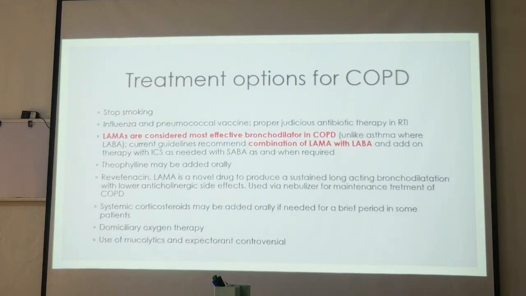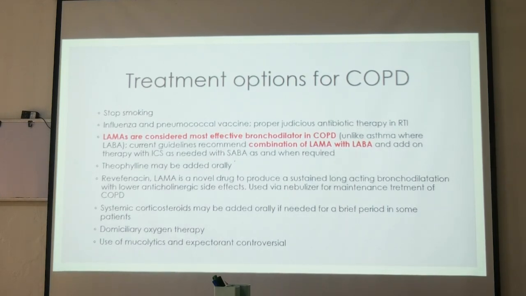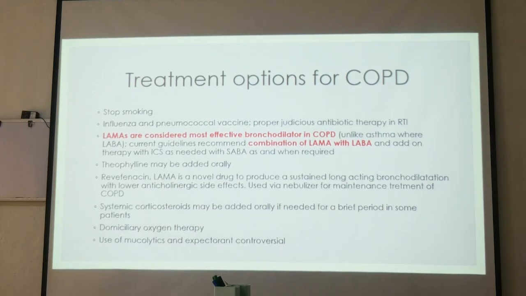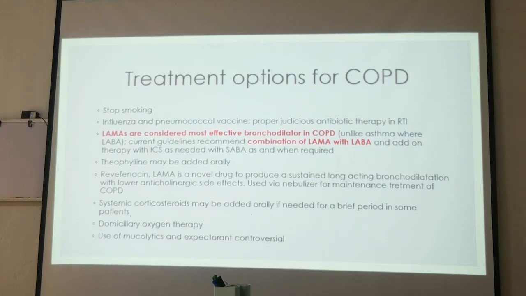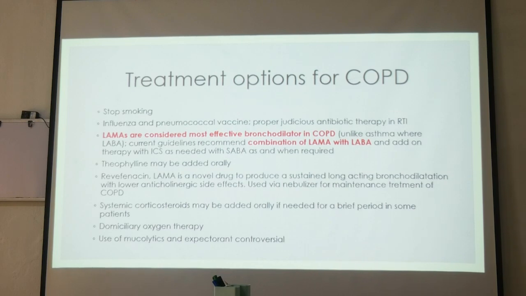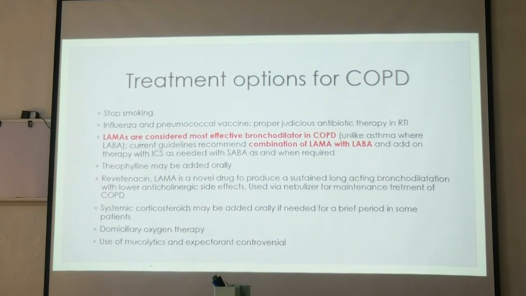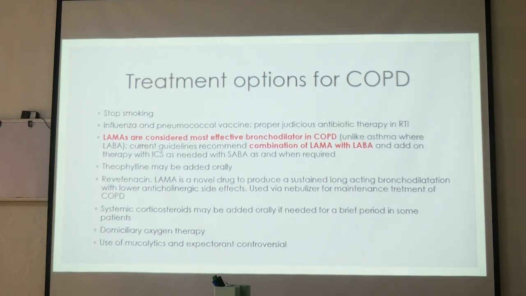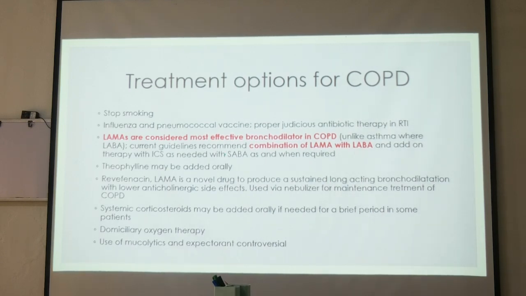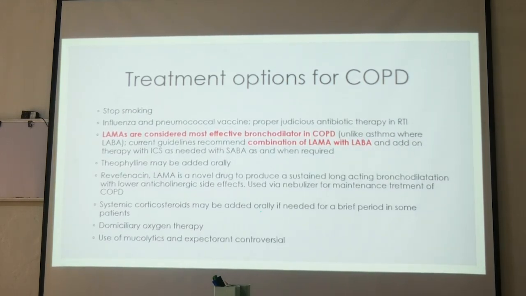Treatment options for COPD, very important: stop smoking. By giving vaccination against influenza and pneumococcus, we can prevent the incidence of infections which can precipitate an acute attack of COPD. Long-acting muscarinic antagonists are considered the most effective bronchodilators in COPD patients, unlike asthma where long-acting beta-2 agonists are used. Current guidelines in COPD recommend a combination of long-acting muscarinic antagonists and long-acting beta-2 agonist therapy, with add-on therapy with higher dose of inhalational corticosteroids as needed when there is advanced COPD, with short-acting beta-2 agonist as and when needed.